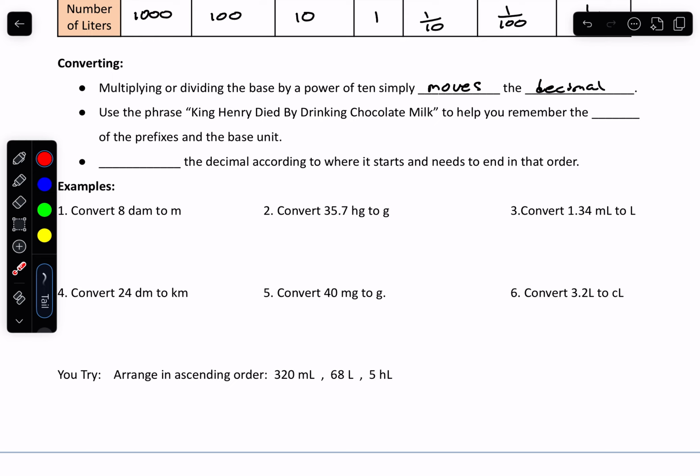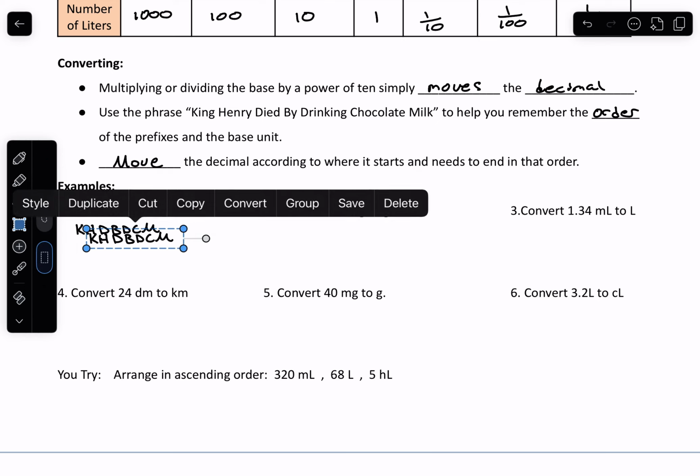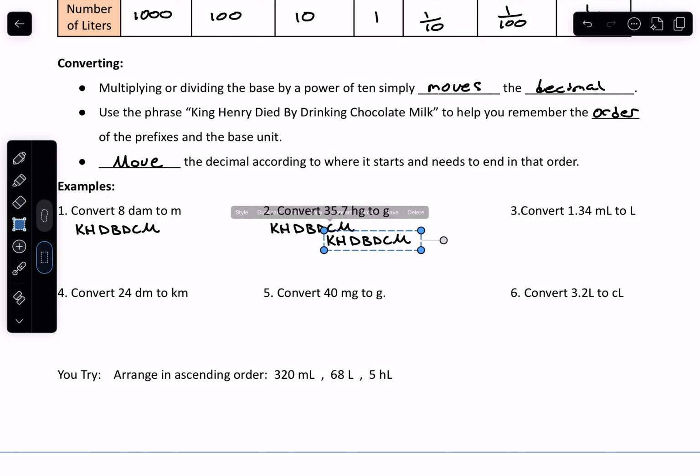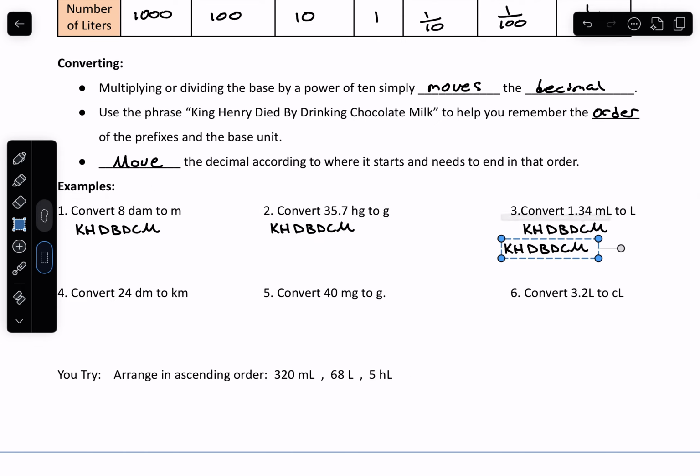And so once we know what that order is, then it's actually going to be very easy to go from one unit of measure to the other. So all we're going to be having to do is move the decimal according to where it starts and needs to end in that order. All right, so for each of these, what I'm going to do is copy down this acronym, but just the letters in front. So King Henry died by drinking chocolate milk. I'm actually going to take that same prefix and just duplicate it for all of these problems because we're going to need it every single time. King Henry died by drinking chocolate milk.